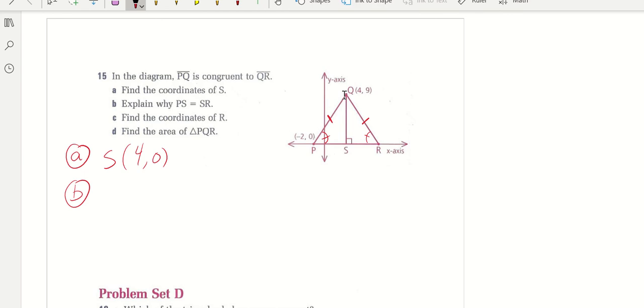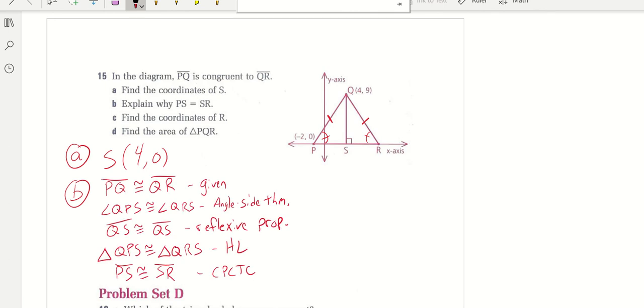Well, if angle QPR is congruent to angle QRP, and the reason that is the angle side theorem, right? So PQ is congruent to QR, their opposite angles must be congruent as well. Also, notice QS is shared by both of these triangles, so these triangles are congruent by hypotenuse leg, and if they're congruent, PS and SR, they are corresponding parts in congruent triangles. So let's write that down. Alright, so as I wrote this down, I realized there was another way to do it as well. So I'll talk about both ways, and I think the other way might actually be better.